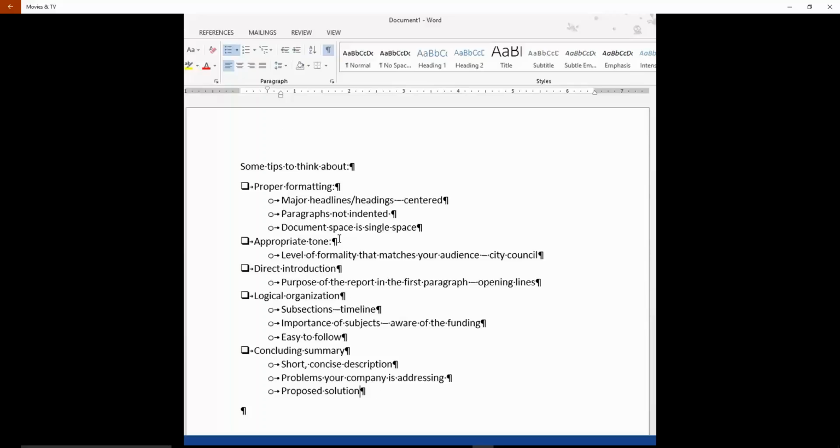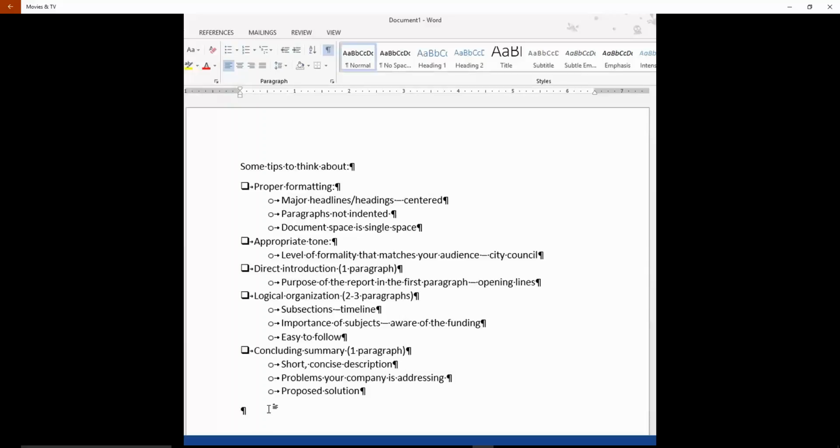And I know it says short, but you're looking at probably about 4 paragraphs. Let's see, the direct introduction will probably be 1 paragraph. Logical organization, subsections, importance of the subjects, this would be 2 to 3 paragraphs. Probably get 2. And your concluding summary ideally should be 1 paragraph. So for something like this, 3, 4, 5 paragraphs isn't too bad.